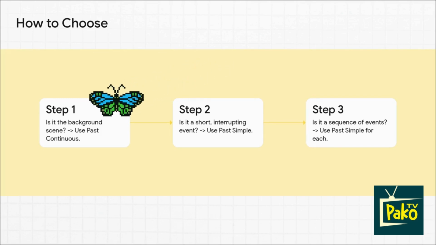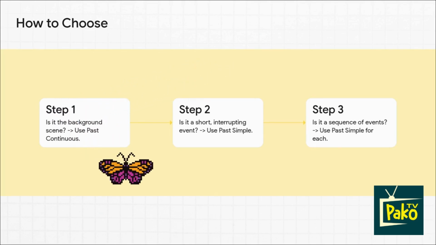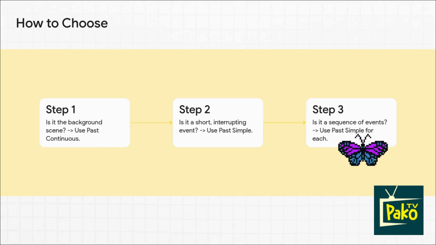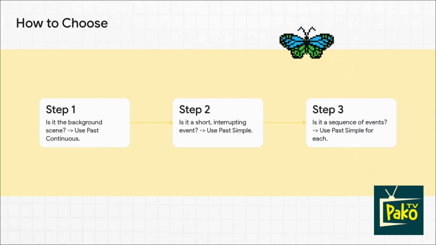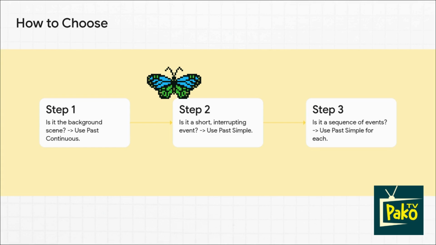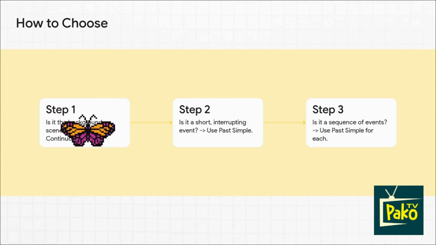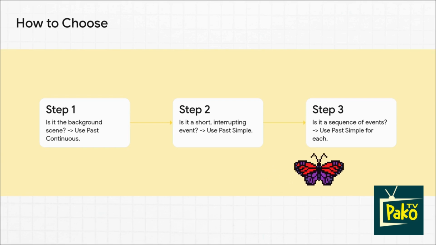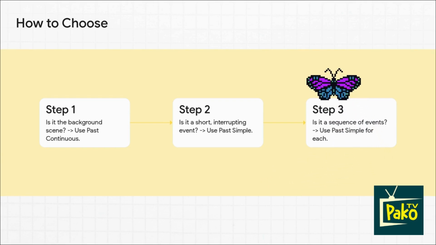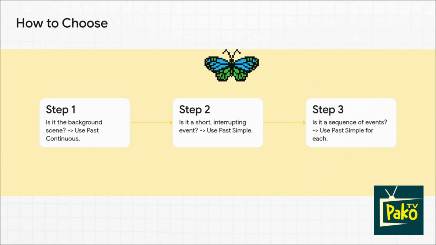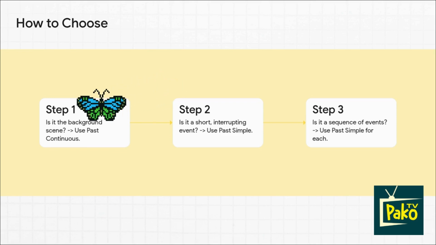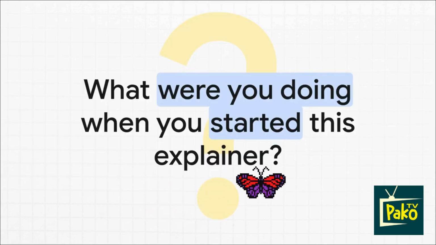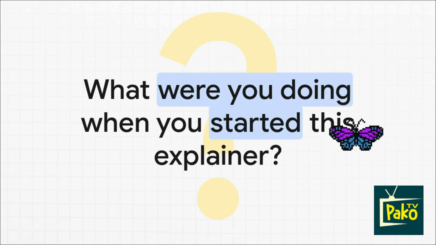Okay, let's wrap this all up into a super simple little checklist. When you're telling a story about the past, just ask yourself these questions. Step 1, am I setting the background scene? Great, use the past continuous. Step 2, am I talking about a short, interrupting event? That's a job for the past simple. And step 3, am I just listing a series of things that happen one after another? Then you'll use the past simple for all of them. And there you have it. That's how you tell a much better, way more precise story.